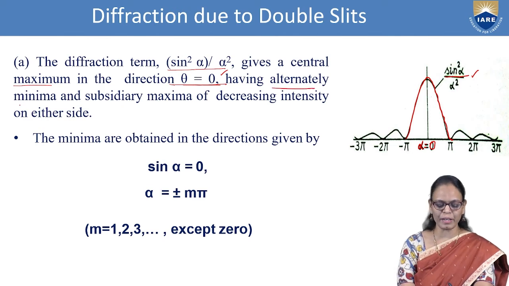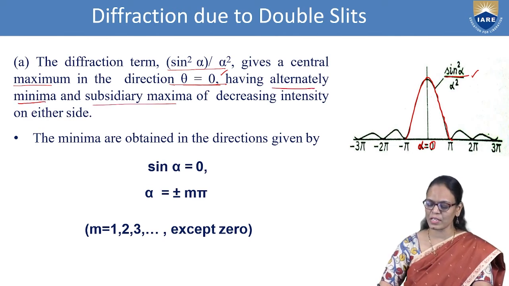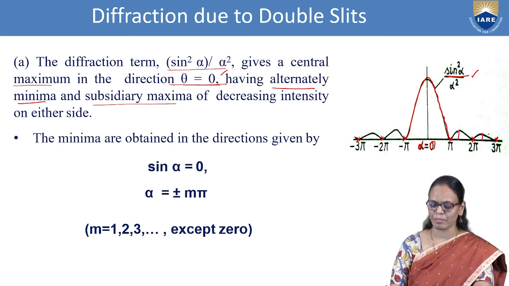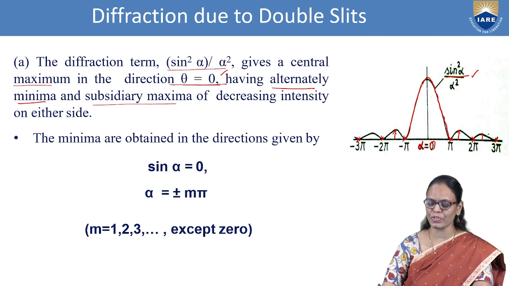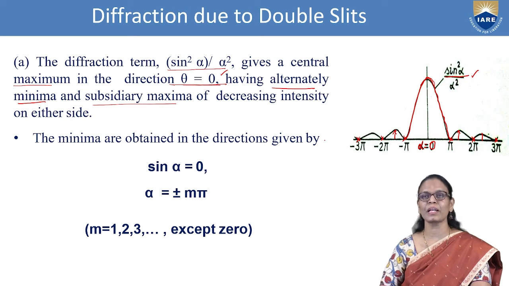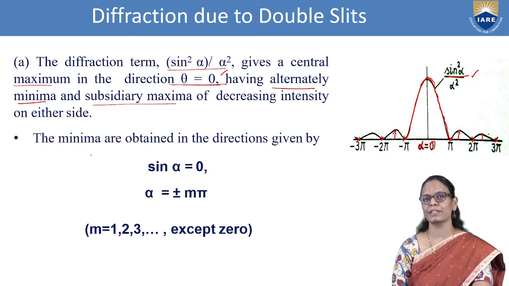And then it will have alternately minima and subsidiary maxima. So there is a minima at pi, 2 pi, 3 pi. All these are minima, minimum intensity on either side. And in between the minima, you will have a secondary maxima, and these will be of decreasing intensity. If you see the intensity of the central one and the secondary, it is going to decrease continuously. The minima are obtained in the directions given by sine alpha equal to 0, where alpha takes on the values of plus or minus m pi, meaning m takes the values 1, 2, 3 and so on except 0, because for m equal to 0, we are getting the central maxima.